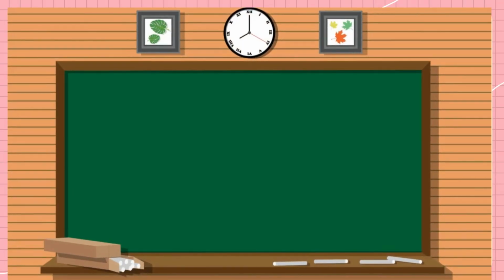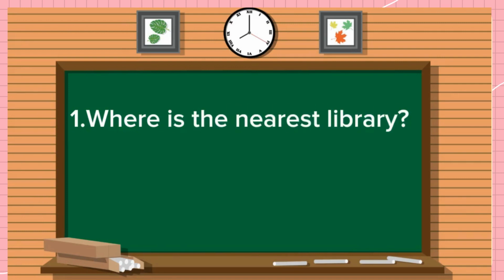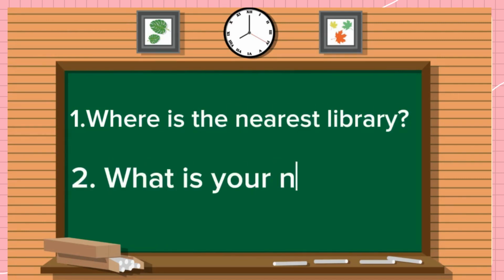Let us try to analyze these two examples. First, where is the nearest library? Second, what is your name? As we can see, class, these are examples of interrogative sentences. Why? Because they are both asking questions. Remember also, class, that an interrogative sentence ends with a question mark and the tone of the voice is very important. Do you understand, class?